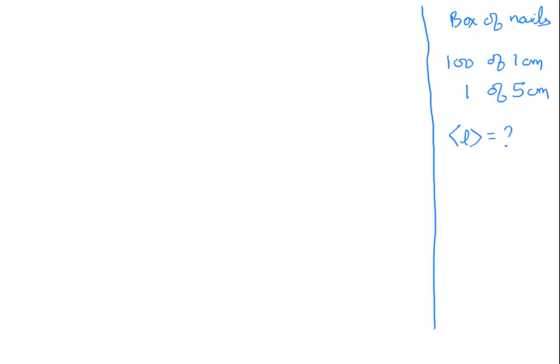Now this you can do very easily. 100 nails are 1 centimeter, one nail is 5 centimeter. So you will say that it will be equal to 100 into 1 plus 1 into 5 divided by 100 plus 1, right? So I am interested in these numbers.